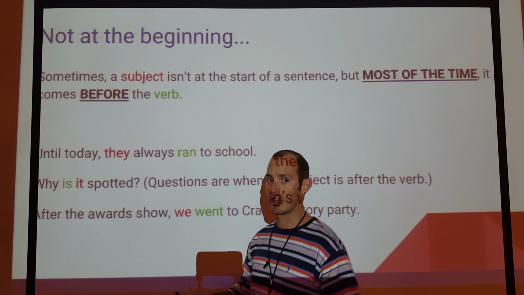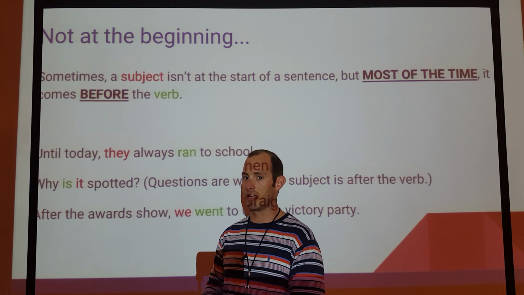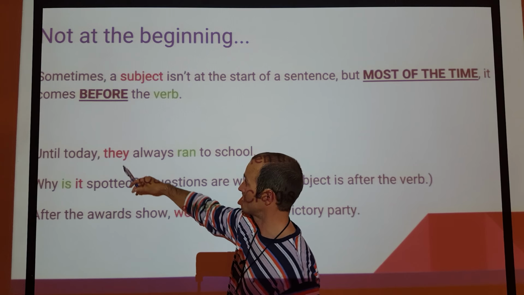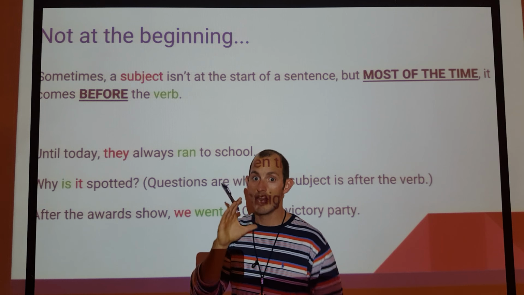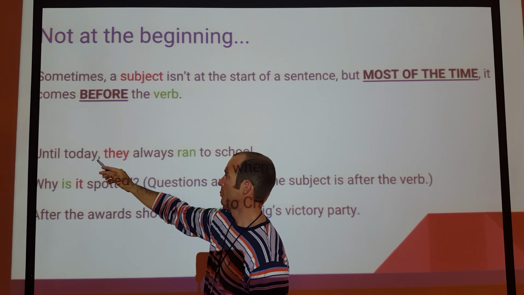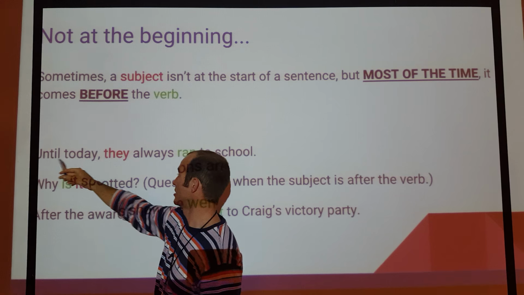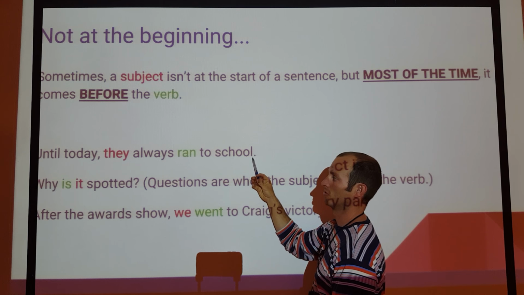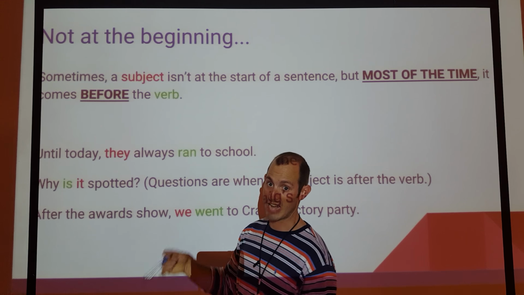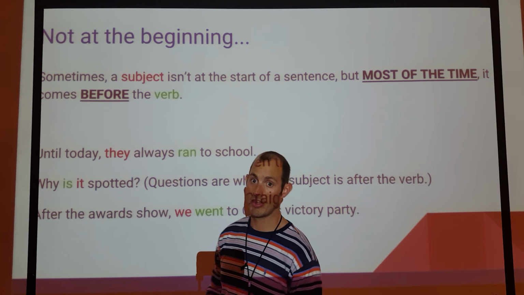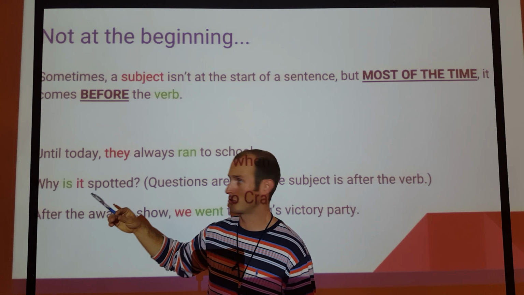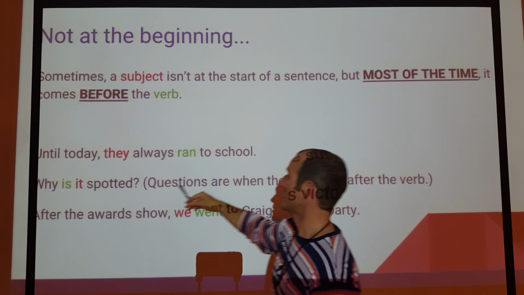Sometimes they're not at the beginning. Not all the time is a subject at the beginning of a sentence. Sometimes it's towards the middle. In this case, a little hint, it's usually going to happen whenever there's a comma. Right here you have a comma. Until today, they always ran to school. Who is the subject here? They. What is the action that they're doing? Ran. They ran. They always ran to school. I don't know why you do that, because school's boring.